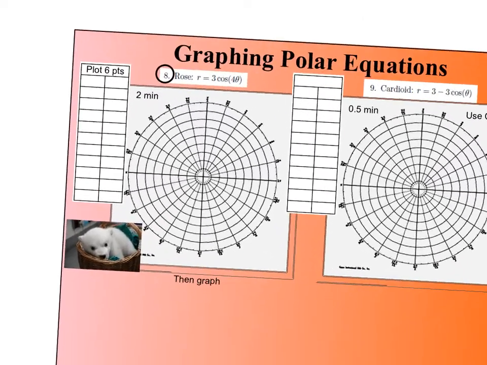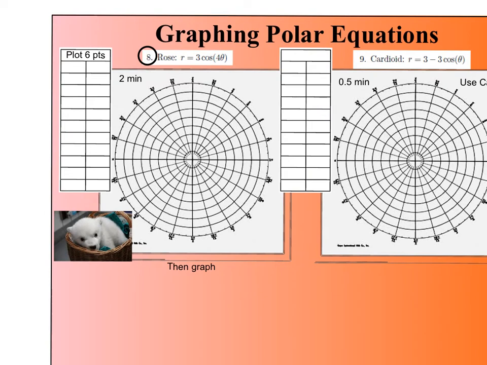This one, number 8, they call it the rose. It says to plot 6 points. If you have to plot 6 points, I'd probably pick radians that you know, like 0, maybe pi over 2, maybe pi over 4, 3 pi over 4. Let's do pi, and maybe 5 pi over 4. You can pick whatever points you want.